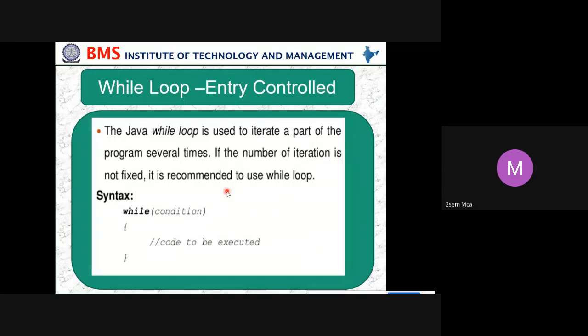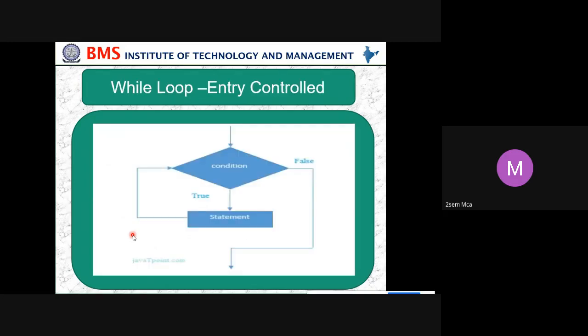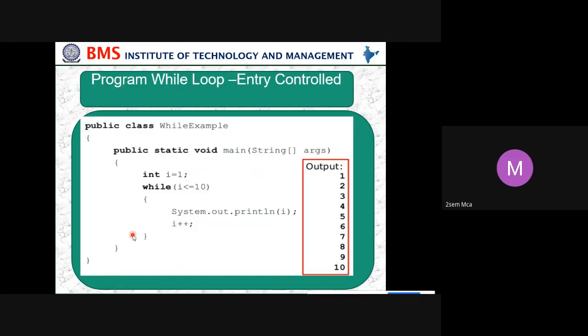So next is the while loop. The while loop is also called an entry control loop, where the condition will be checked first. Based on this condition, we decide whether to enter or not to enter the while loop. That's the reason it is called entry control. This is the flow chart for the while loop, entry control. And this is the same program, where we are printing 10 numbers. We start from 1, 2, 3, 4, like this, up to 10.